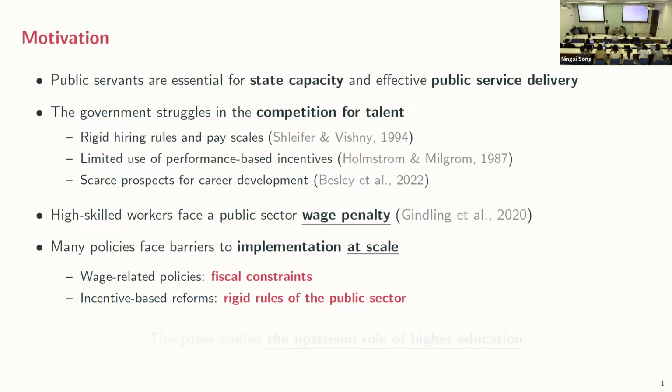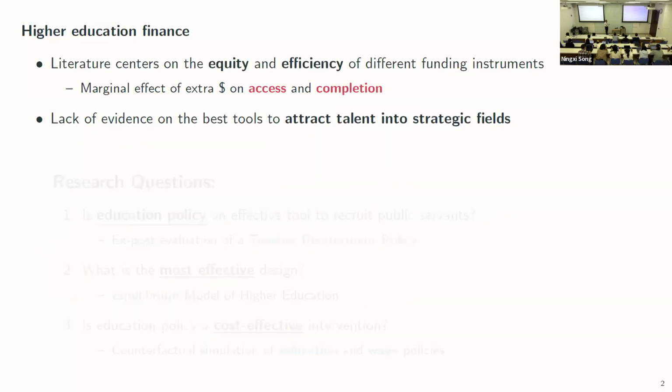And it can also successfully attract talented people. But in many governments, there are rigid rules in the public sector that make these reforms unfeasible. So here in this paper, I'm the first one to take a step back and study the upstream role of higher education. This would be policies at the higher education stage that seek to improve the pool of candidates that select into these types of professions.